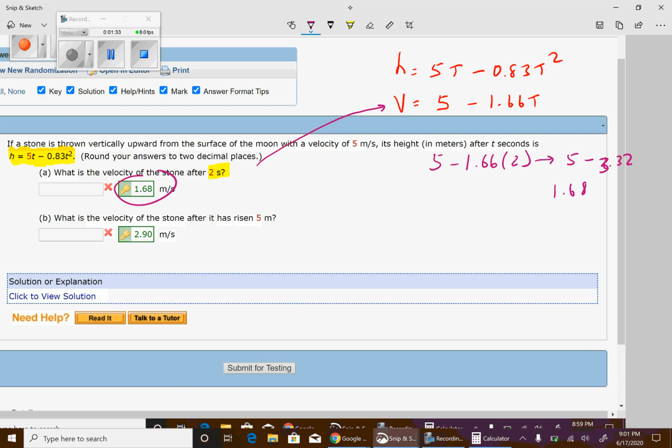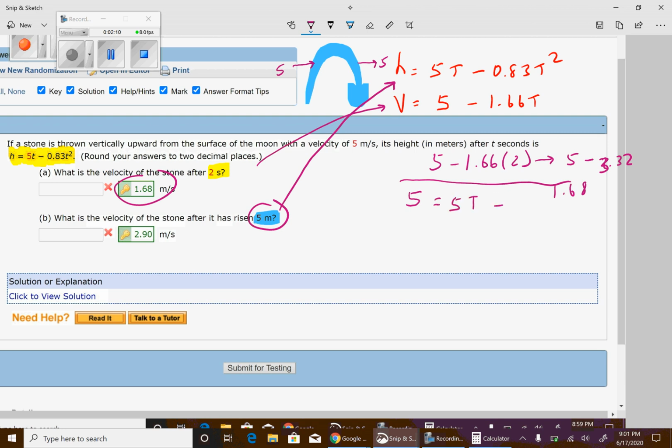Now the second question asks for the height not after a time, but after it's risen to a height of 5 meters. Now recognize that this is going to go up and then it's going to come down, so it's going to have a height of 5 meters twice. Once on the way up and once on the way down. Now my equation involves time, so to turn that height into time, I'm going to plug it right there. My height is going to be 5. The equation tells me that equals 5t minus 0.83 t squared.